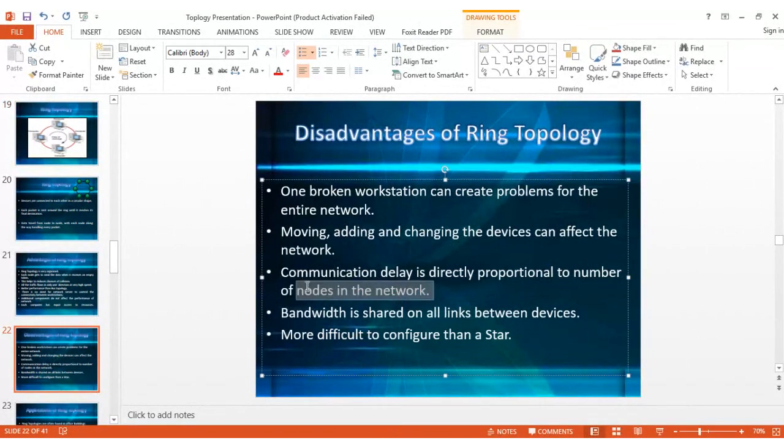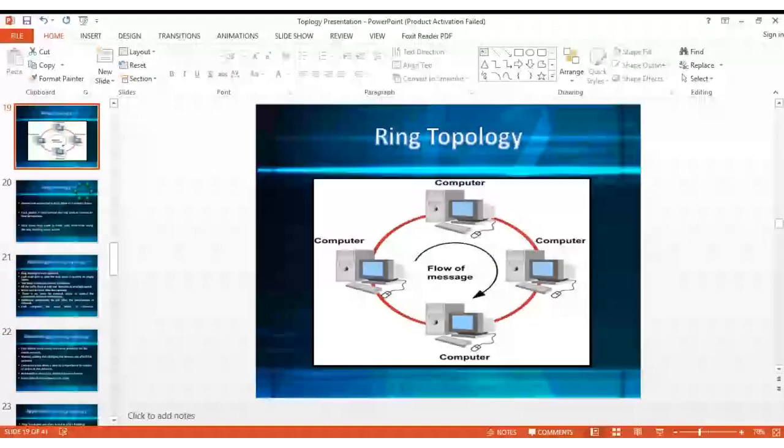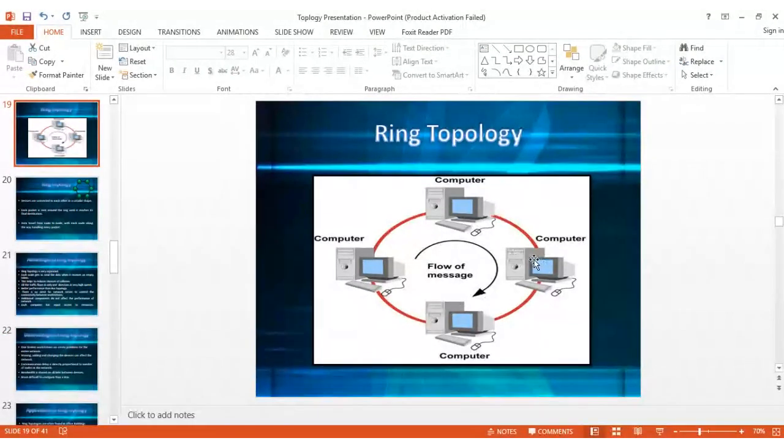The next limitation is that communication delay is directly proportional to the number of nodes in the network. For example, in case there is a delay at this one, this affects that computer, because the message flows in one direction. In case a computer delays, it delays the next computer.